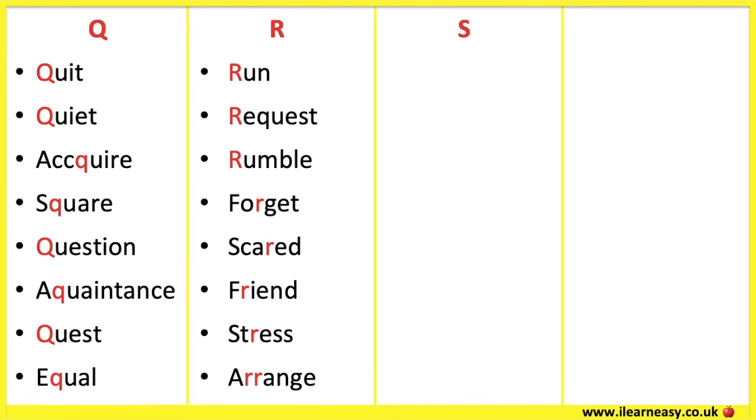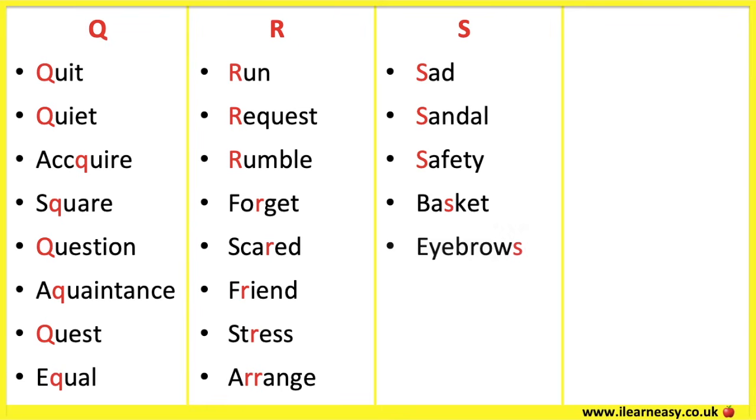The letter S makes a S sound. For example, sad, sandal, safety, basket, eyebrows, ask, whisper, glass. The double letters make a one-letter sound. Glass. The letter T makes a T sound.